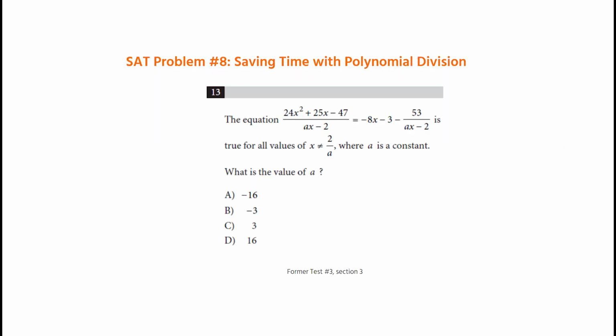It says, the equation (24x squared plus 25x minus 47) all over (ax minus 2) equals negative 8x minus 3 minus 53 all over (ax minus 2) is true for all values of x not equal to 2 over a, where a is a constant. What is the value of a? Negative 16, negative 3, 3, or 16?